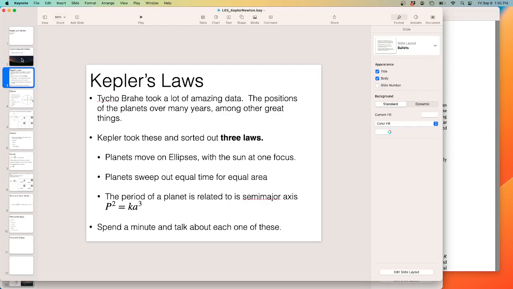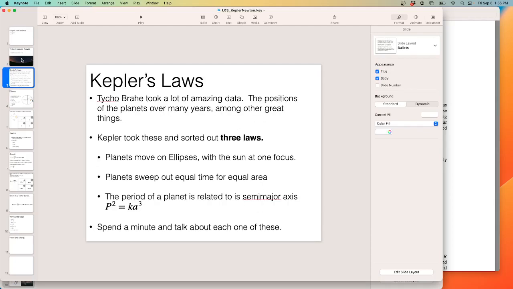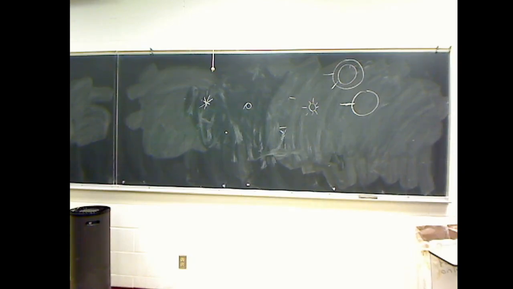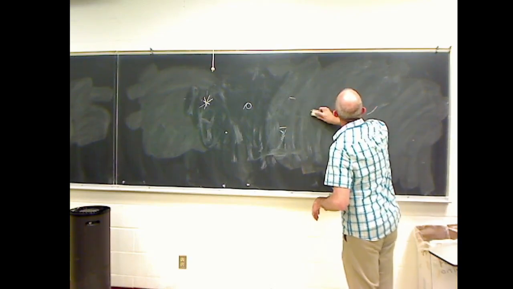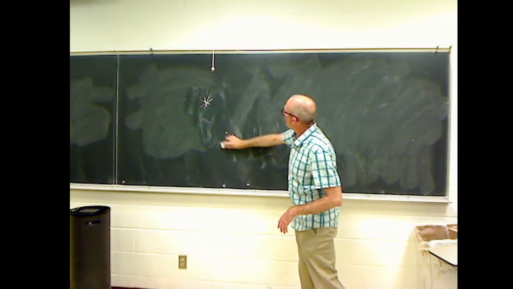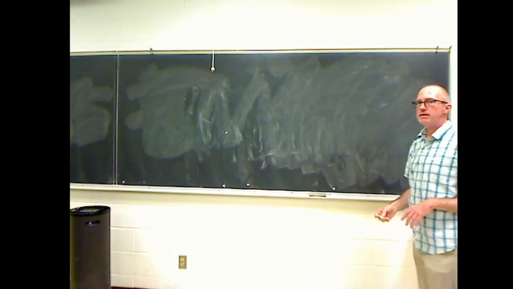Okay, so Tycho Brahe came up with a lot of amazing data, and Kepler came up with these three laws. These three laws are crucial for our understanding of space, and very useful. Really the third one is the most important one. The first two are observations, and the third one is the one that we can really use. That's the one we use all the time. So, the three laws.